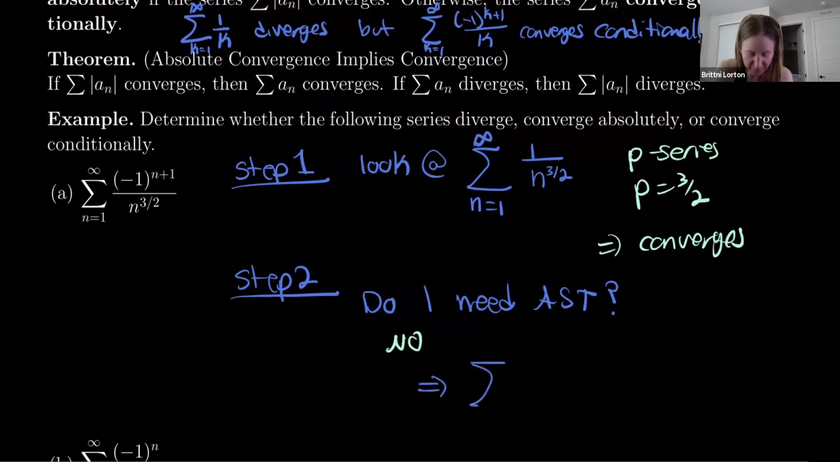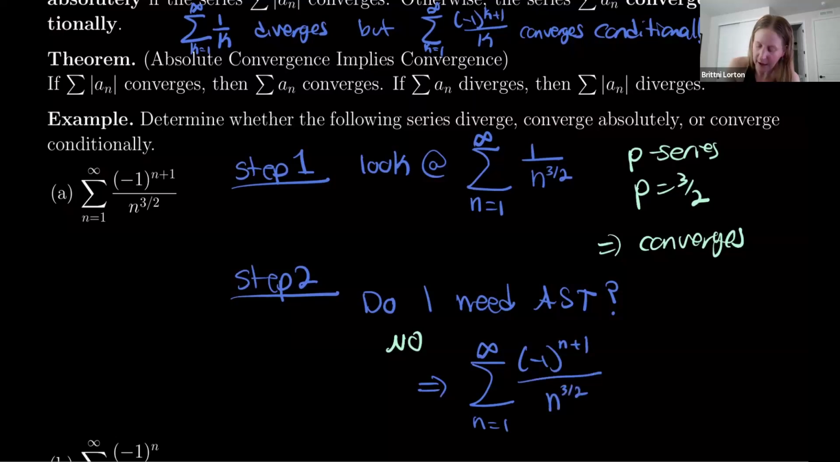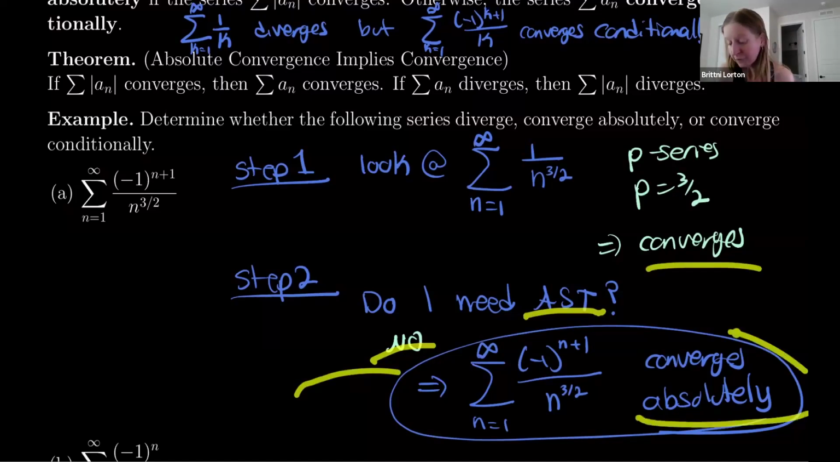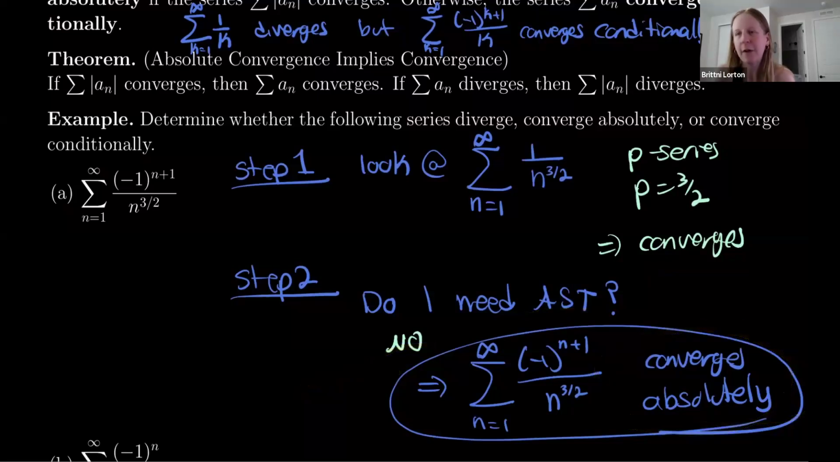And instead, my final answer is the sum from n equals 1 to infinity of negative 1 to the n plus 1 over n to the 3/2 converges absolutely. It converged with and without the negative. When it converges without the negative, it will of course converge with the negative, so you don't need the alternating series test. No, it is totally fine if you just did the alternating series test. If you just said yes to this and did the alternating series test, it would have been converges. And then if they're both convergent, then it converges absolutely. So same final answer.